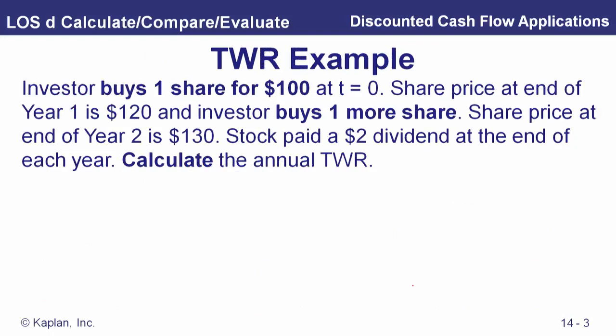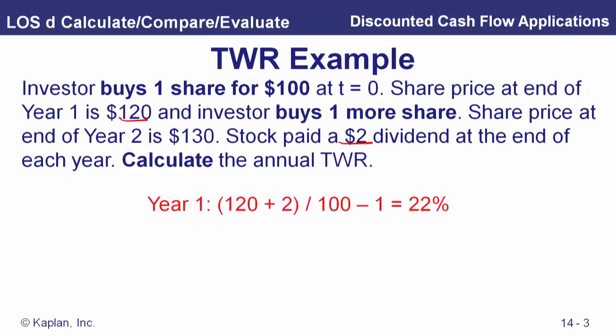So let's go back to our example here and calculate the time-weighted rate of return. An investor buys 1 share for $100 at time 0, and the share price at the end of the year is $120, and the stock paid a $2 dividend. So over that year, we've turned a $100 investment into $122. So our first year holding period return is going to be 22%.